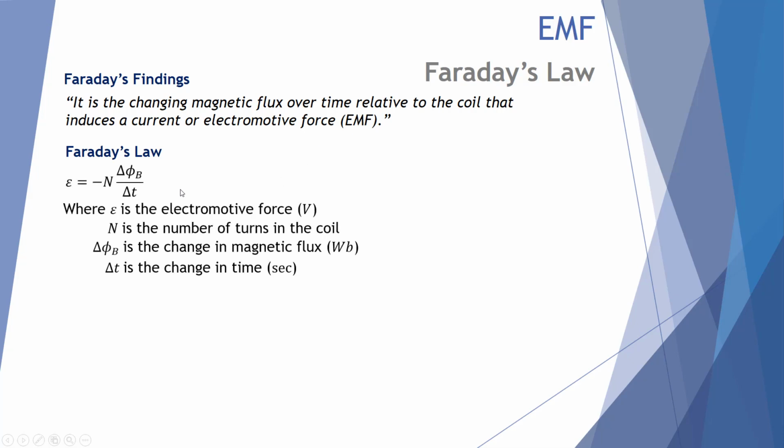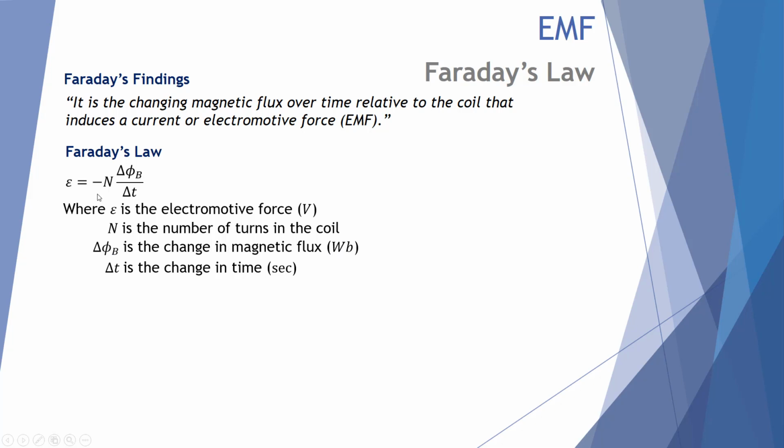Let's look at Faraday's law. It looks quite complex. It states that the EMF is equal to the negative number of turns in a coil multiplied by the rate of change of magnetic flux per time, or delta phi over delta t, where E is the electromotive force in volts, N is the number of turns of the coil, delta phi is the change in magnetic flux measured in Weber, and delta t is the change of time in seconds.